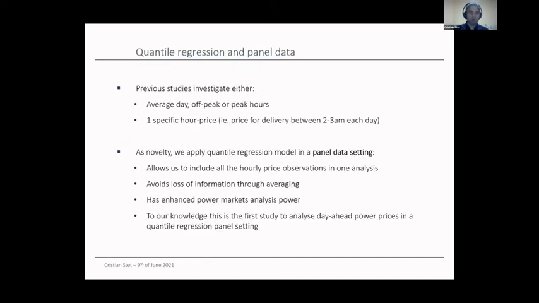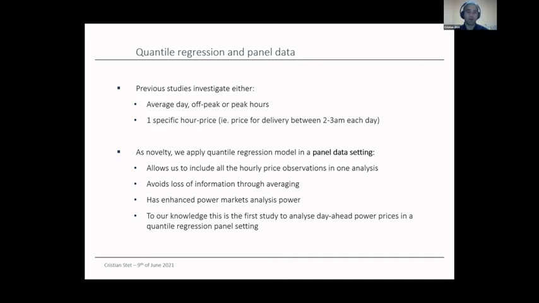What we do more compared to other studies is we are considering the aspect that day-ahead power prices are actually a panel type of data set. Other papers using simple quantile regression use average daily prices, off-peak prices, or peak prices, or they take one 1-hour block and follow it throughout a time series. But we think that doing it like this, you lose a lot of information through averaging, and we really wanted to find a way to organize this quantile regression in a panel setting. This is helpful because it allows us to analyze all the 24 hours in the same regression.